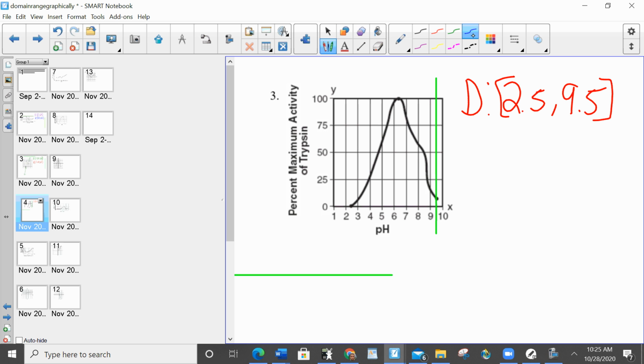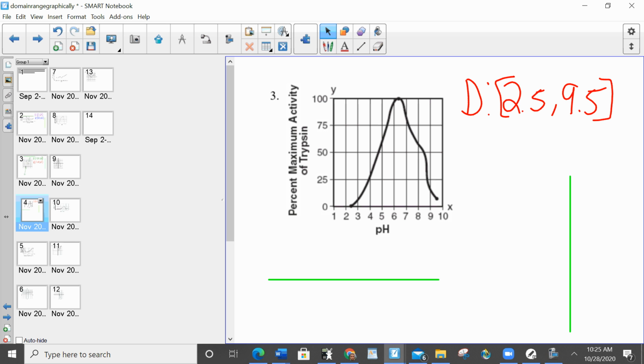All right, so now let's go with my range. Range is all possible y values. So I'm going to hold my pen horizontally and travel from bottom to top. Do I have graph down here or an arrow pointing down here? No, so it's not going to be negative infinity. At what y value does the graph start? It starts right here. That y value is 0.